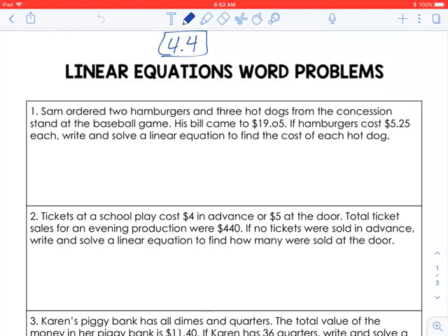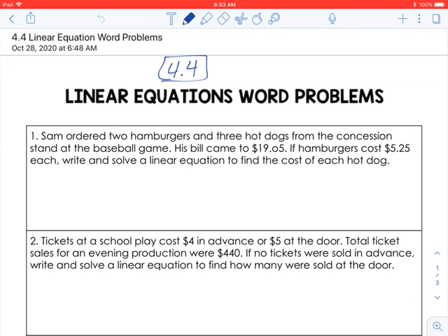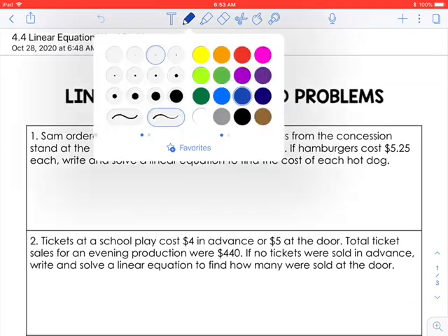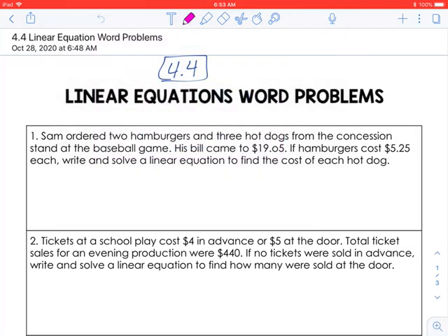All right, Algebra 1, we are talking about two things today: linear equations with word problems, and horizontal and vertical lines. With these word problems, remember our standard form looks like this: ax plus by equals c. Just about every single one of these is set up in that way.